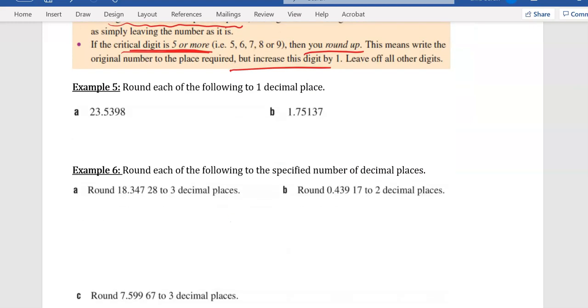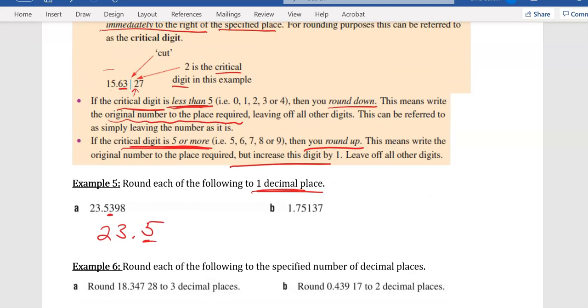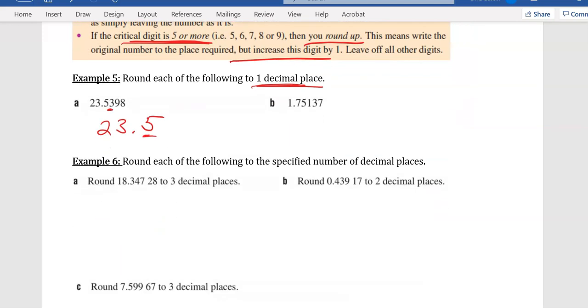So let's have a go. We want to round each of the following to 1 decimal place. So I'm going to have 23.1. But now, that's how far I stop. The rest of these digits, sorry, you lose out. But who's our critical digit? Our critical digit here is 3. And we know that 3 is less than 5. Therefore, I'm going to leave this digit that I've rounded to just as it is.